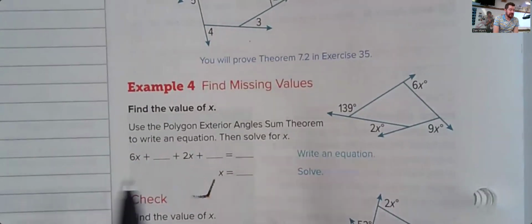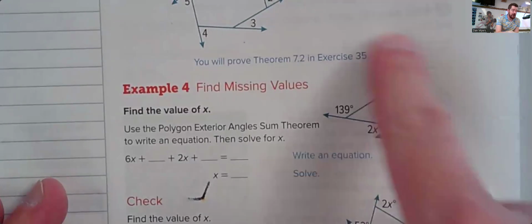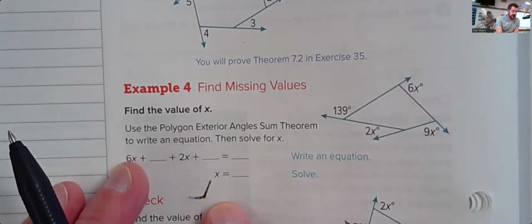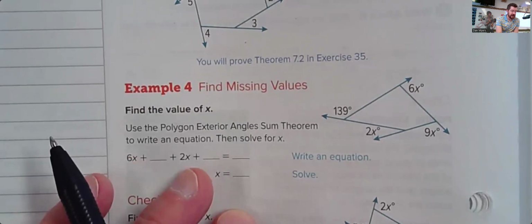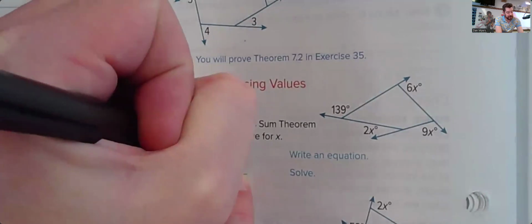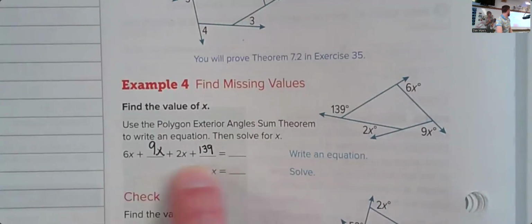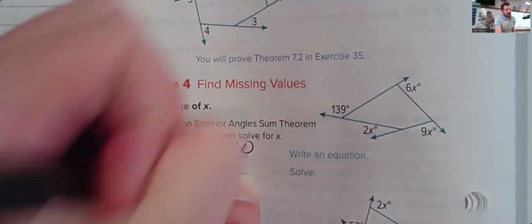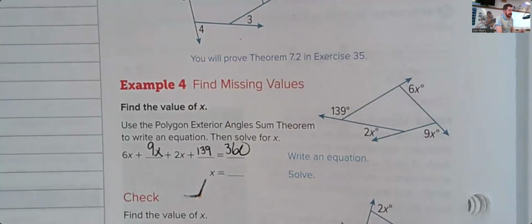So the value of x, here we go. Add up all 4 of the exterior angles. So 6x is here. We've got 2x here. So that means we need the 9x and we need the 139. Those are the 2 that are missing from this equation. What do they add up to? 360. Yeah. All right. Let's just do some math over to the side.